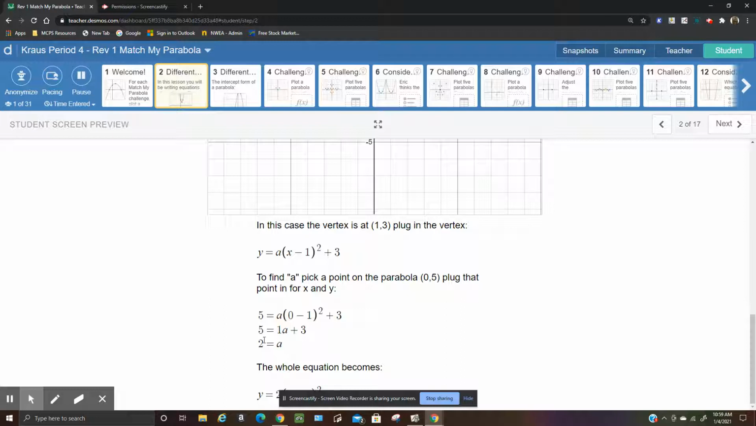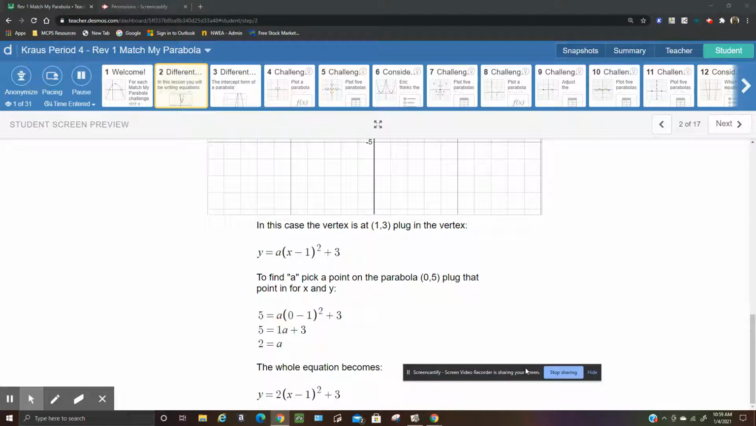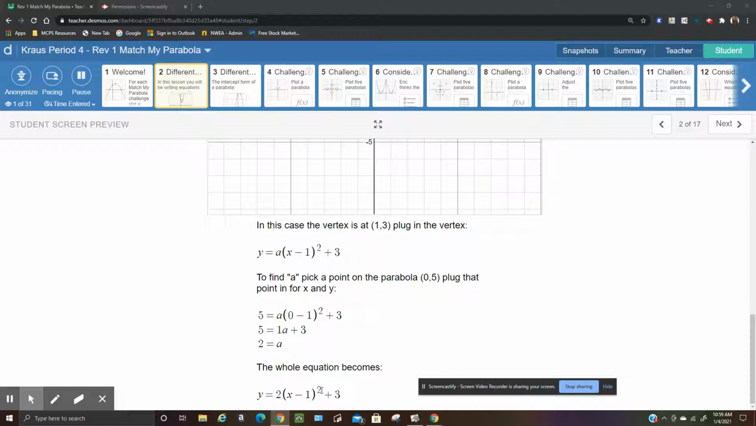Solving for a, subtract 3 from both sides. A is 2. The whole equation becomes y equals 2 times the quantity x minus 1 squared plus 3.